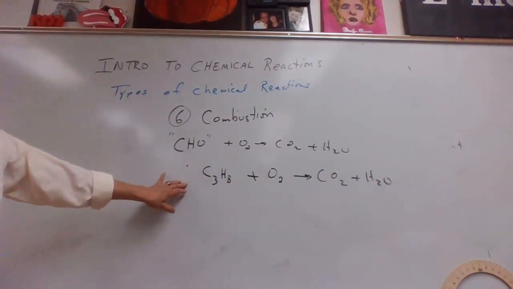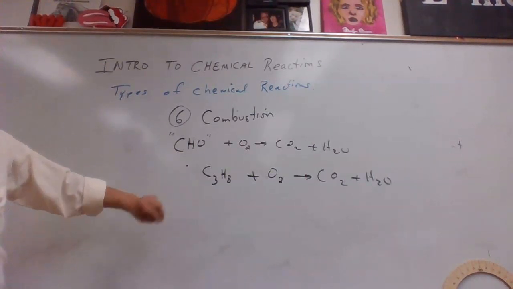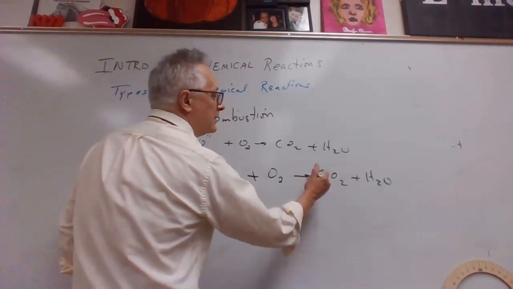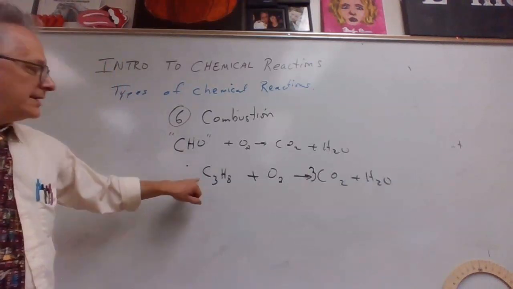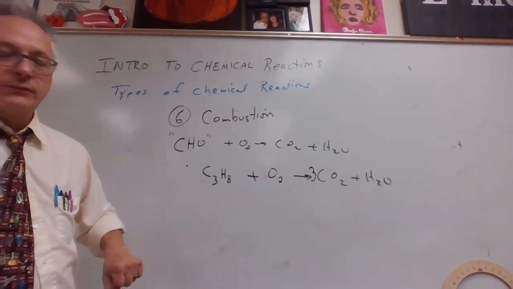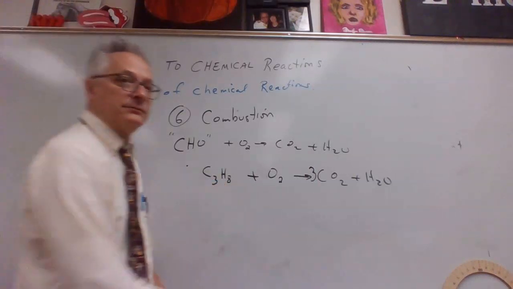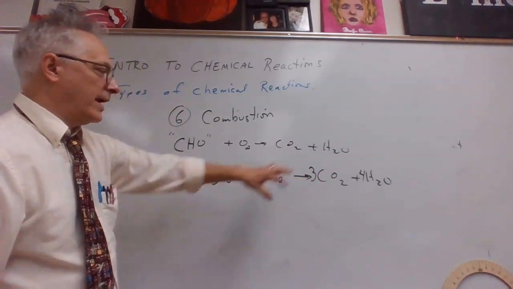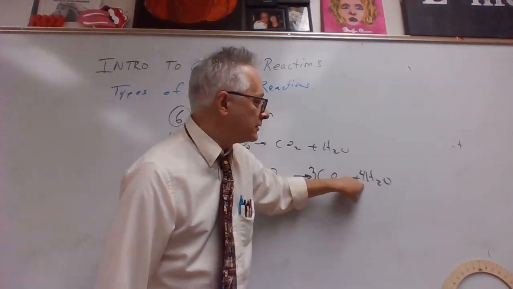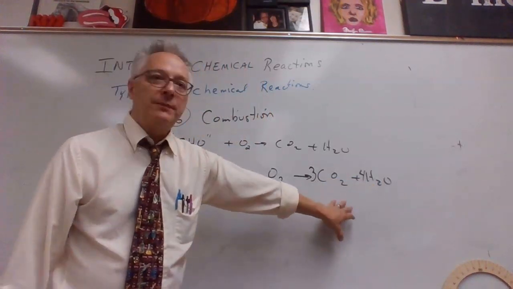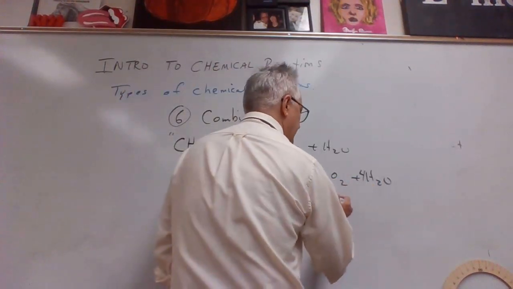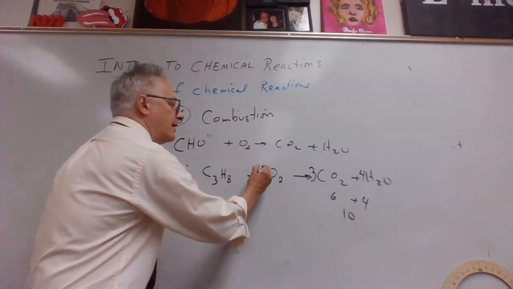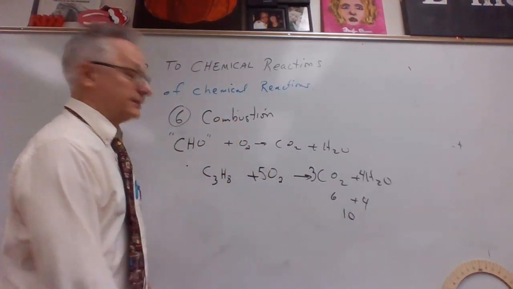And let's try to balance this. I'm trying to work in balancing as we go along here. I've got 3 carbons on that side and only 1 there. So if I put a 3 in front of the carbon dioxide, now the carbons are balanced. Well, I've got 8 hydrogens there and only 2 there. So if I put a 4 there, now I have 8 hydrogens and 8 hydrogens, because 4 times 2 is 8. Now let's count up the oxygens on this side. 3 times 2 is 6, plus 4, that's 10 oxygens. So I have to put a 5 right there. Yes, 5. 5 times 2 is 10.